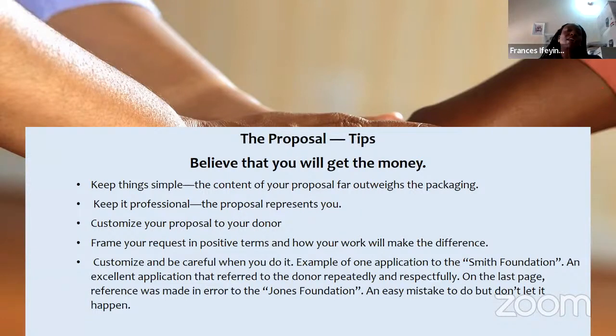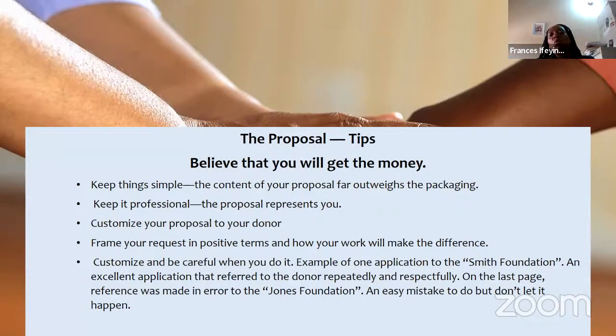Customize. Sometimes we take documents and we reuse them, but there was an instance of an organization that was sending out an application. It was called an application to the Smith Foundation. The application was excellent. Everything was perfect. Of course, the donor name had to be repeated over and over again in the course of the proposal. And the donor name was Smith Foundation.